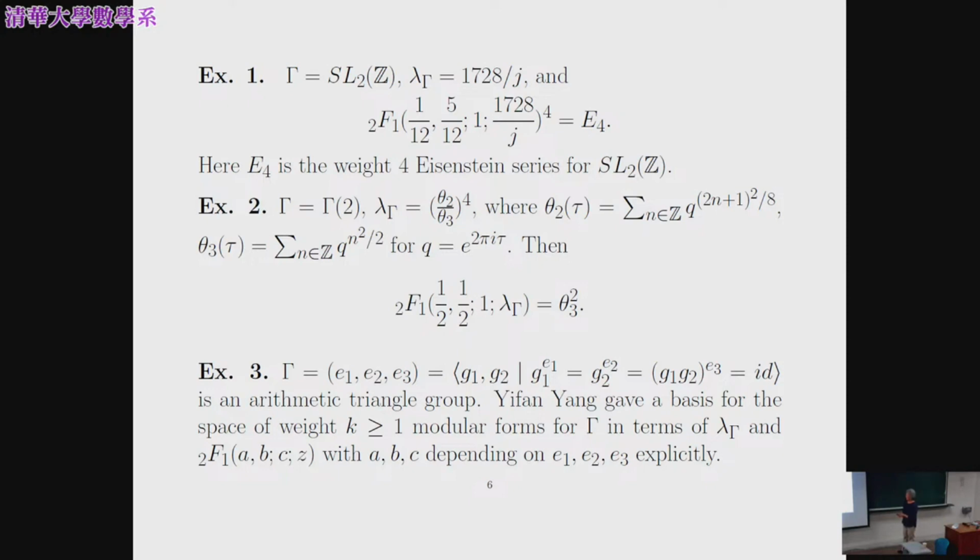lambda gamma we choose is the Jacobi theta function, theta 2 over theta 3 to the fourth power. So theta 2 is the sum of e to the 2 pi tau raised to the odd number squared, and theta 3 is e to the 2 pi tau raised to n squared over 2, with suitable normalization. So in this case, there's a 2F1 at 1/2, 1/2, 1, using this lambda. So we get a weight 1 form. That weight 1 form is this theta 3 squared. So this one is legitimate.